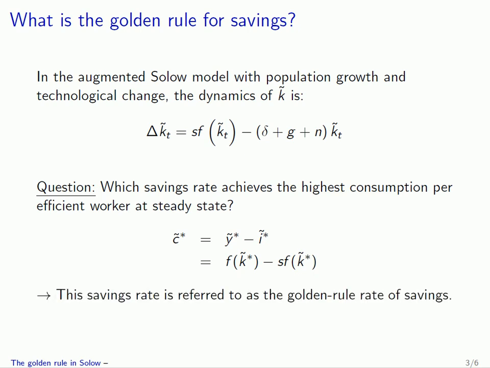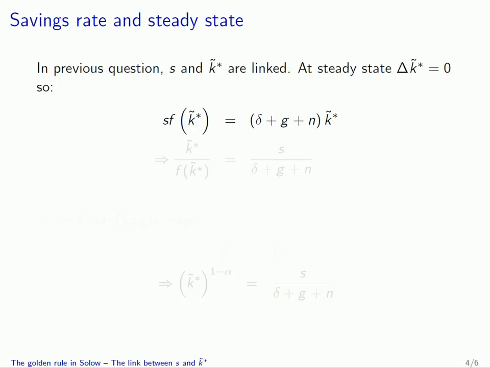The thing that we are looking for, this savings rate here that allows to achieve the highest consumption, is referred to as the golden rule rate of savings. The upcoming second part of the video aims at giving you a way of computing this golden rule rate of savings. Before we actually compute this golden rule, there's one thing that we need to take into account, namely the fact that the savings rate and the amount of capital per effective worker that we reach at steady state are linked. So S and K tilde star have a connection.